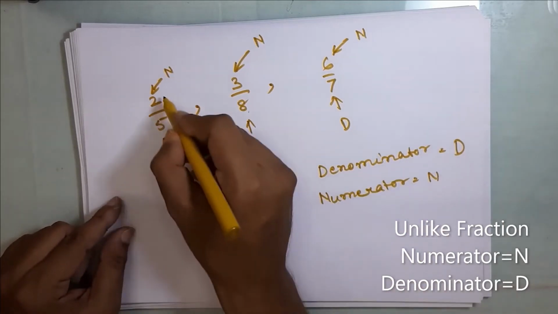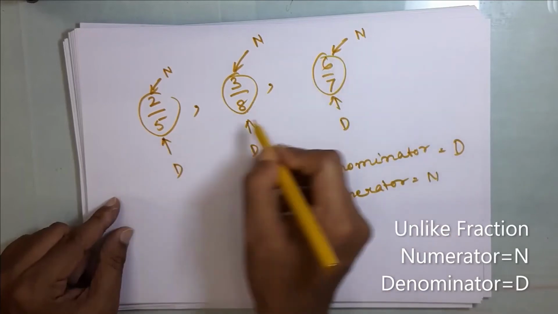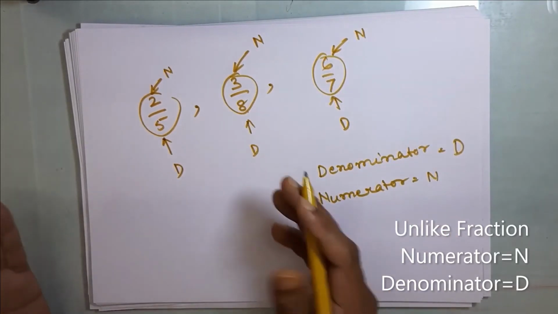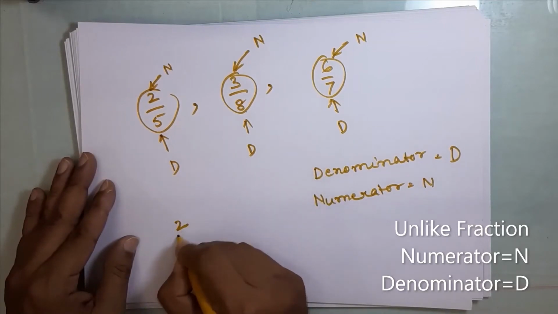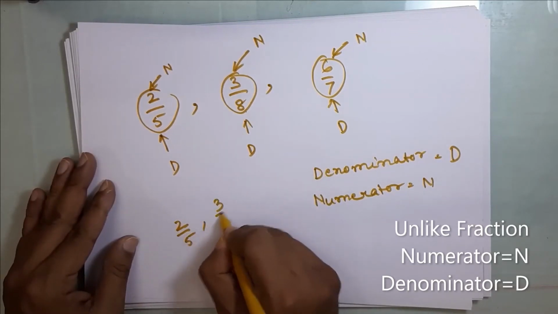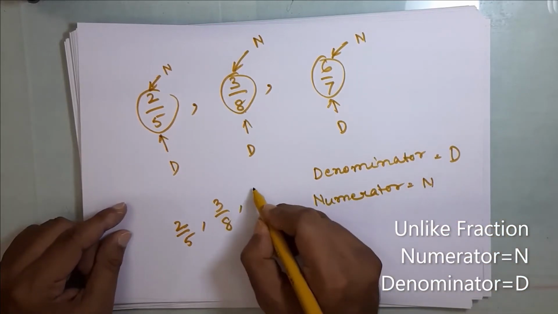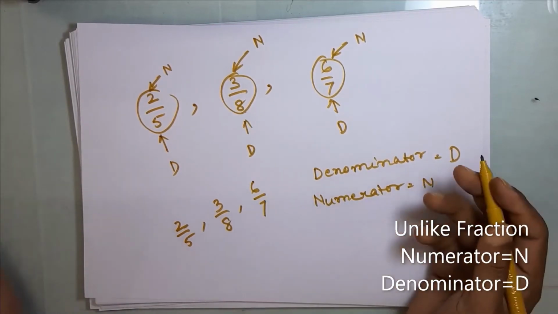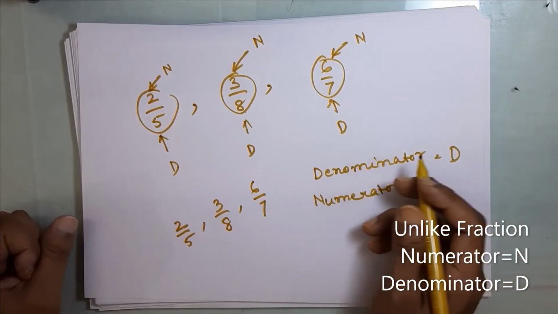So whatever the fractions, if you compare two fractions and you see the denominators are different, you call both of them unlike fractions. So 2 by 5 and 3 by 8 are unlike fractions. 3 by 8 and 6 by 7 are unlike fractions. 2 by 5 and 6 by 7 are unlike fractions.